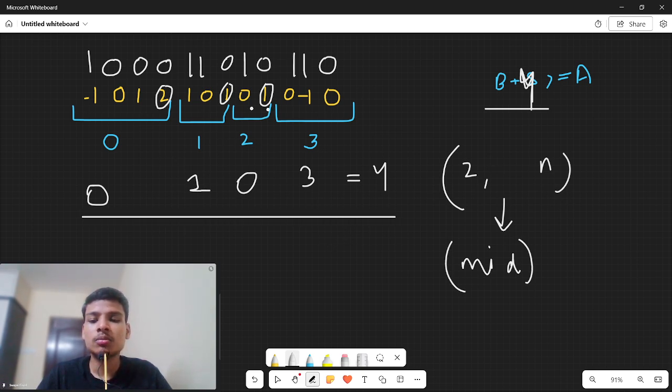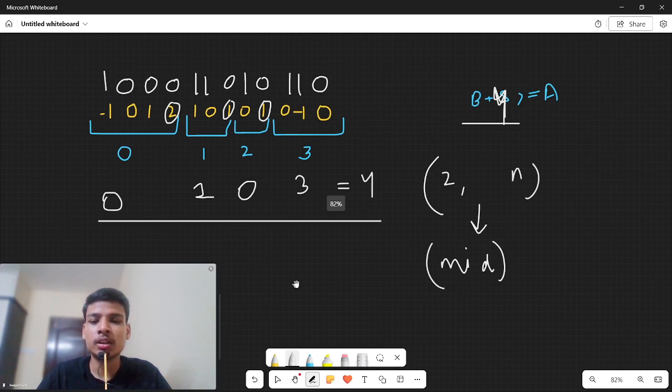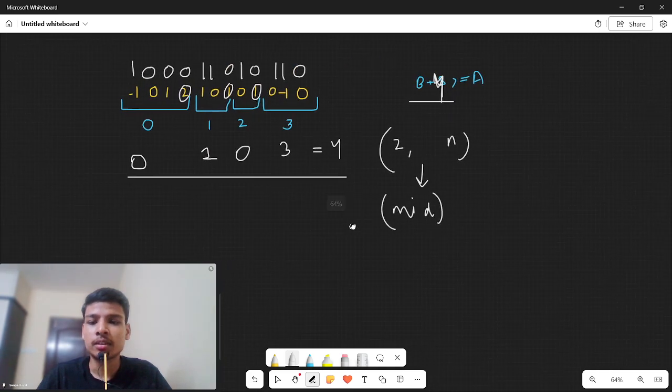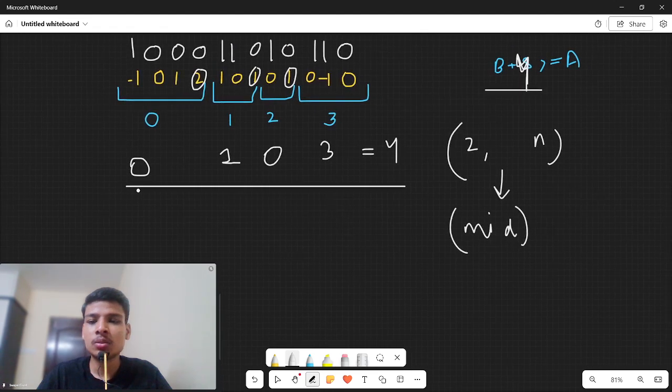I'll tell you why. After finding this particular array, just sort this in the reverse manner. By sorting, I will tell you why. So it will be 2 1 1 1. How many ones are there? 1 2 3 4, yes, 4 ones. How many zeros? 1 2 3 4 5, there are 5. Then minus 1, minus 1.